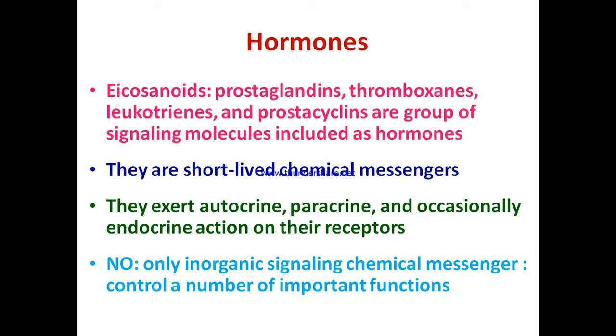That is, they act on the same cell which produces them or a neighboring cell, or get distributed to different parts of the body and act on distant targets. That is endocrine action. Nitric oxide is the only inorganic signaling chemical messenger, and it controls a number of important functions in our body, including the antioxidant responses, inflammatory responses, etc.